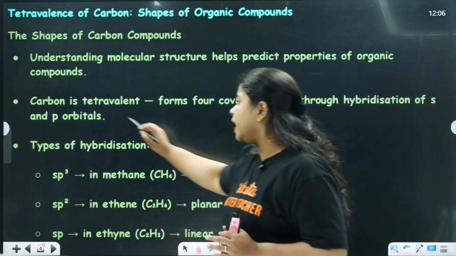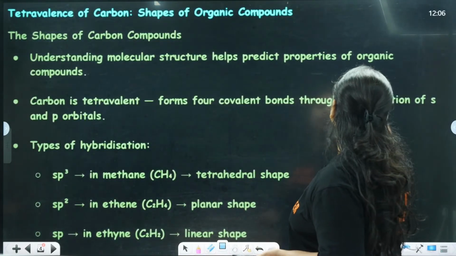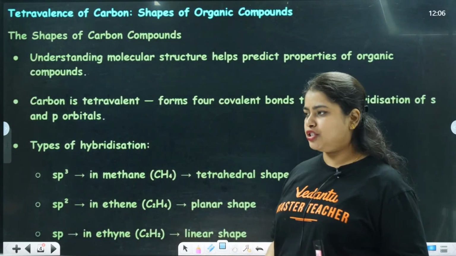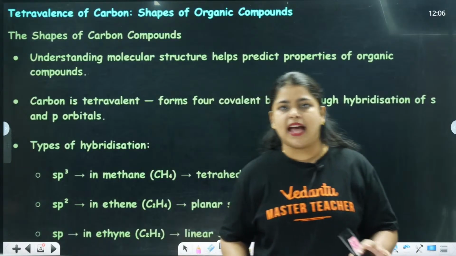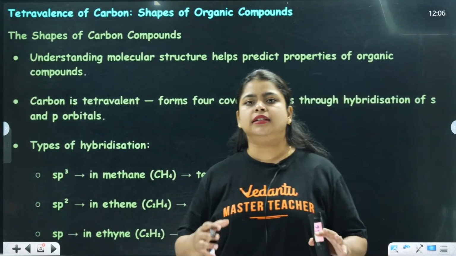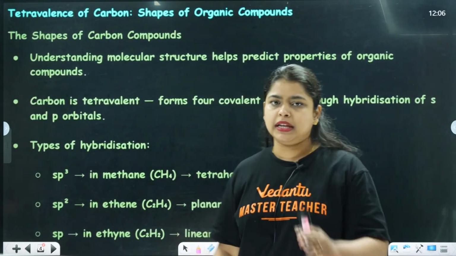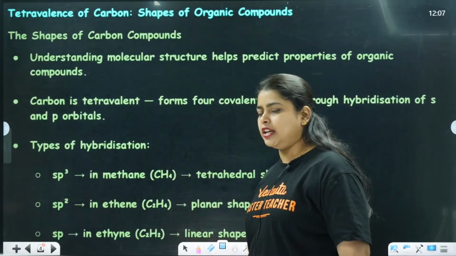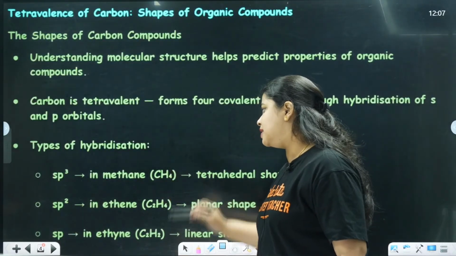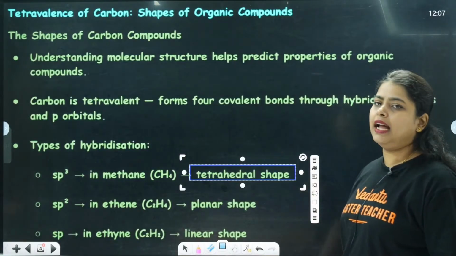Okay. Next, carbon is tetravalent, it forms 4 covalent bonds through hybridization of s and p orbitals. So there will be a hybridization. I think in your lower classes you have learned about the hybridization. Next, types of hybridization, let us learn. First thing is sp3. So sp3 in methane, CH4. If it is sp3, then it is going to be the tetrahedral shape.